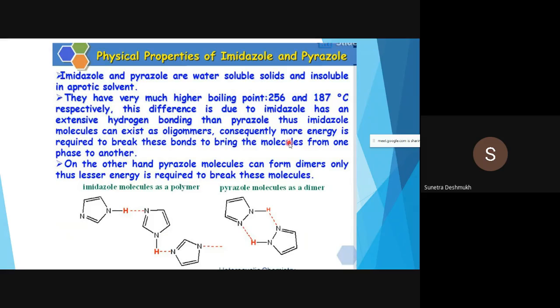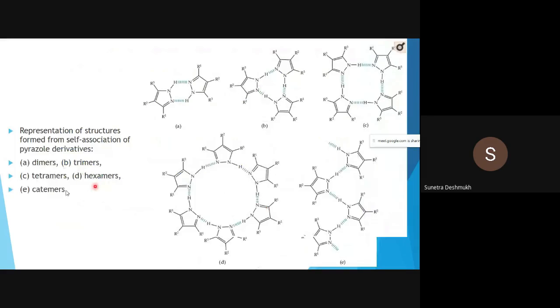So for this we need referencing. I got two references for this. Now the next sentence I have written: on the other hand, pyrazole molecules can form dimers only, thus less energy is required to break them. For this sentence we need a little bit of referencing. If you find some referencing, then that is okay. As I have written here, pyrazole can form only dimers, but I got another reference that pyrazole can form dimers, trimers, tetramers, hexamers, as well as catamers.